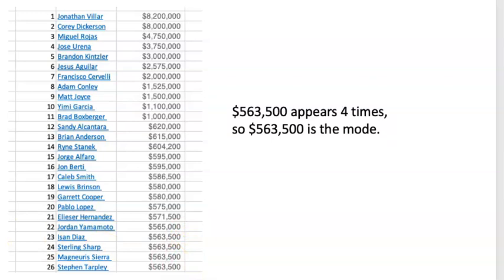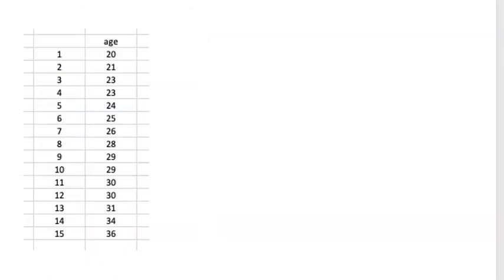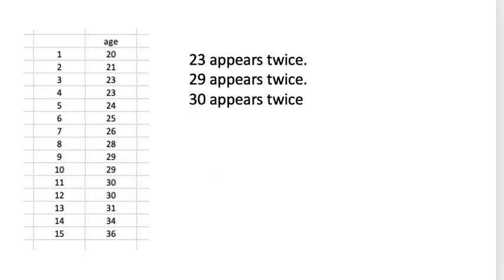And the last example I'm going to look at are the ages of the NBA players. So which age occurs most often? Well, let's see. 23 occurs twice. 29 occurs twice. 30 occurs twice. Nothing occurs 3 times. So in this situation, we have more than one mode. In fact, all three of those things are modes. So our conclusion will be 23, 29, and 30 are all modes. And that will conclude this lesson.